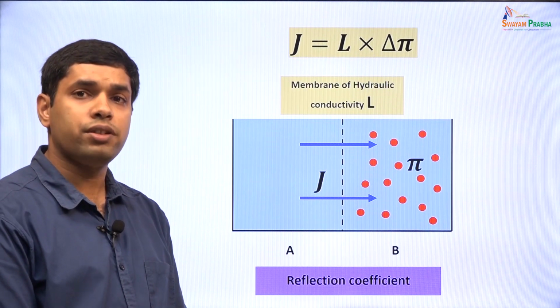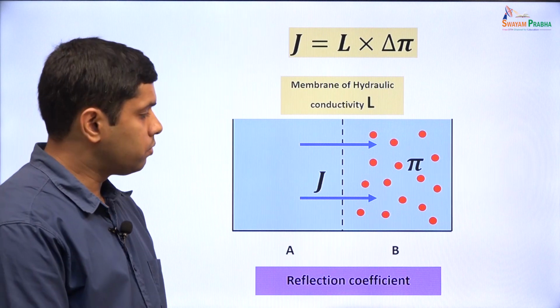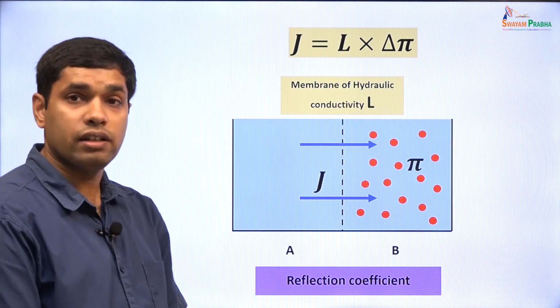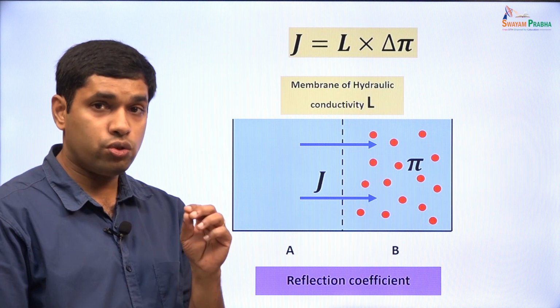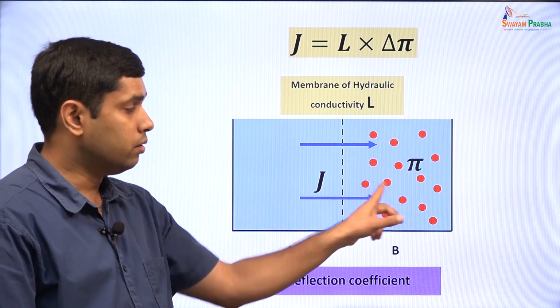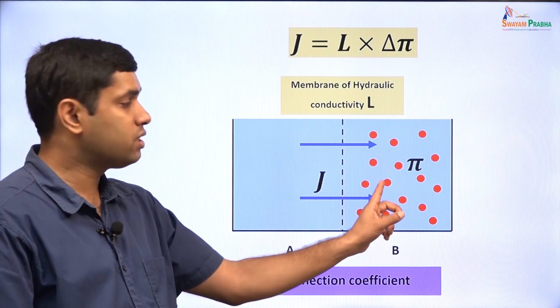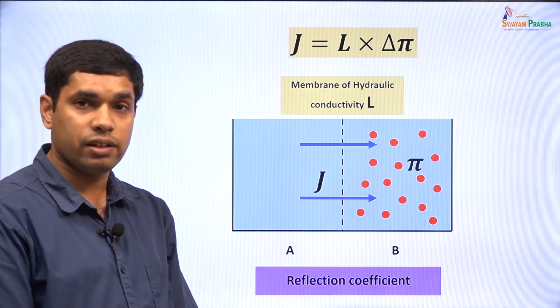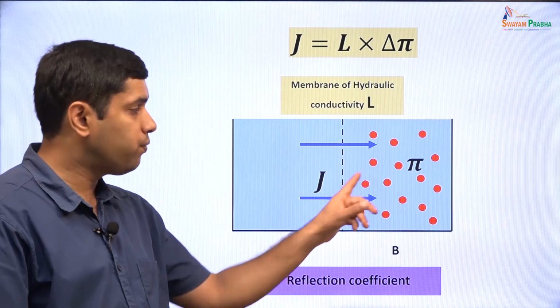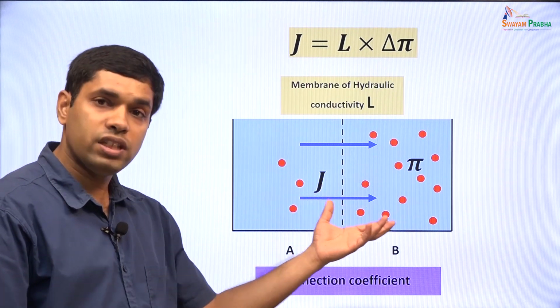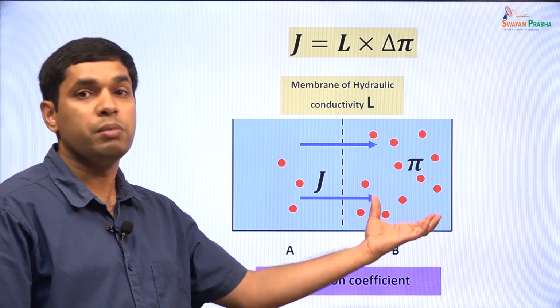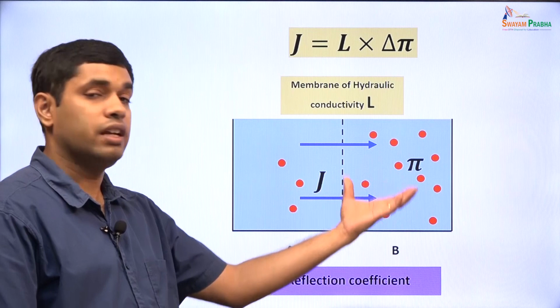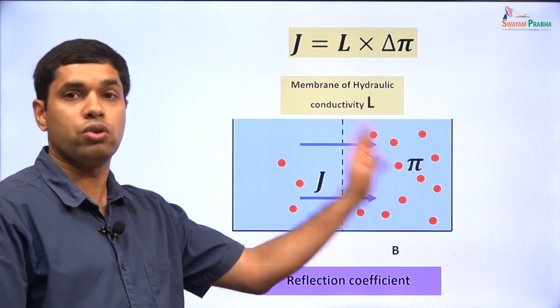Now let us go back to the experiment that we discussed, where we have 2 containers A and B separated by a membrane with a hydraulic conductivity L, and we said that the flux will be equal to the hydraulic conductivity into the delta pi. Now this was true assuming that the membrane was completely impermeable to this particle. However, what would happen if this particle also could cross the membrane? If this particle can also cross the membrane, then the osmotic effect that this particle will have would be much less, because a part of it would move into the other compartment, and therefore the total osmotic effect would be less. It would not draw in so much water.